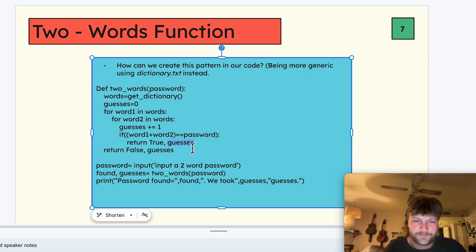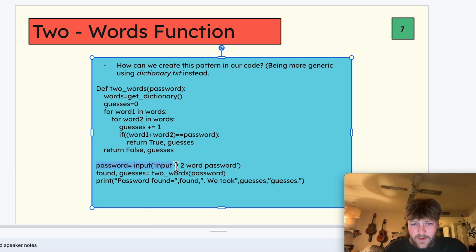get to this password. Now, outside of these nested for loops, we end up having the return false and then guesses. Now, why is that? It is because, if we get to this point where it's returning false and guesses, we did not actually guess the password, right? It wasn't containing a word or the words from our dictionary.txt file.